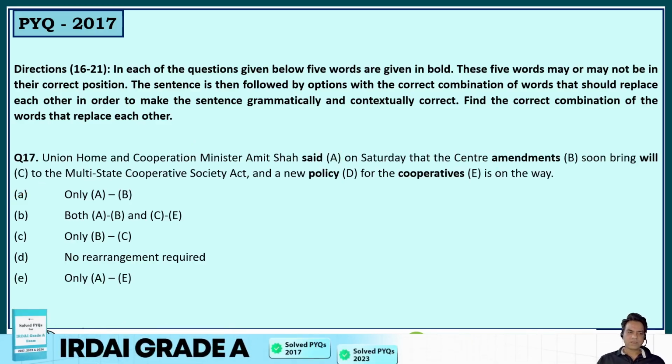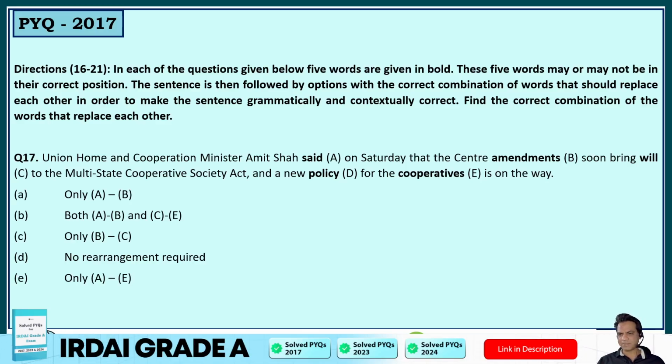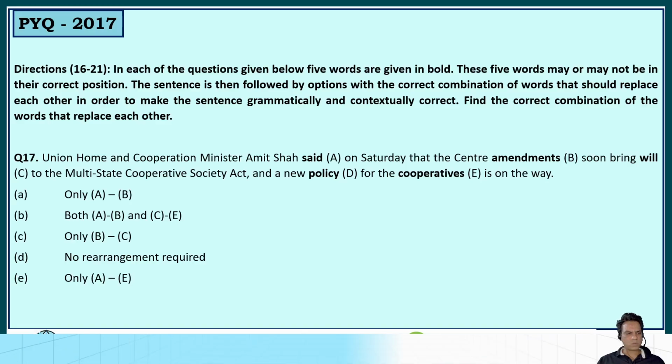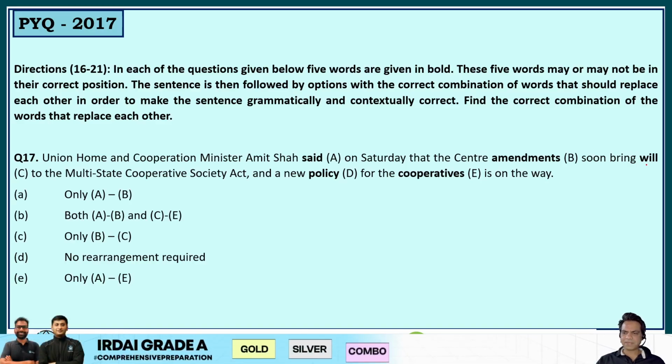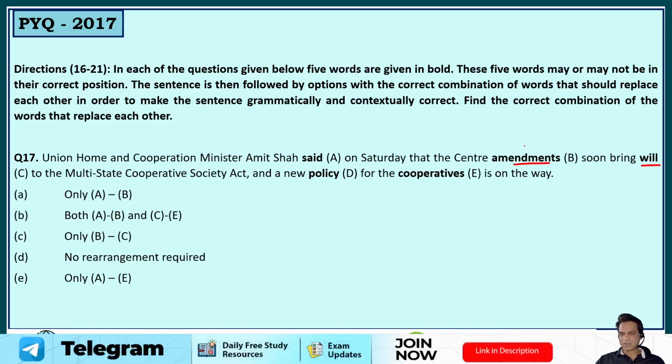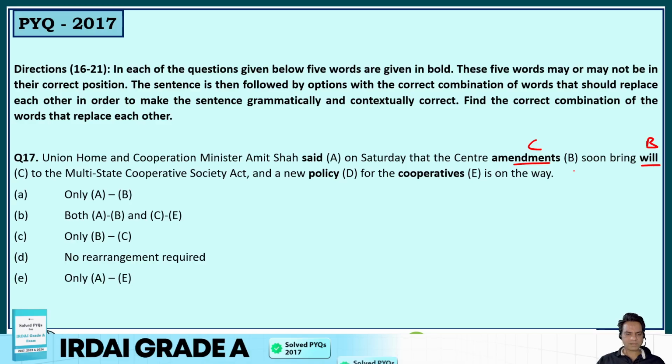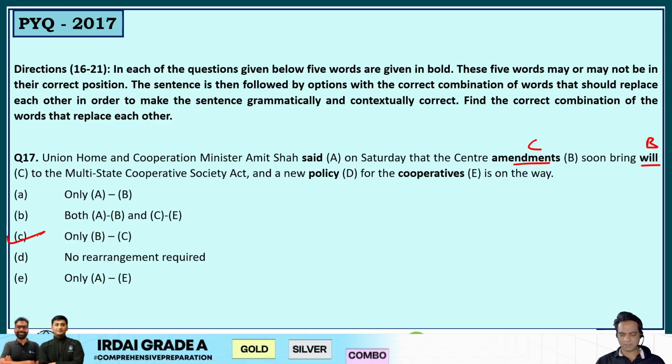Next question. Union Home and Cooperation Minister Amit Shah said on Saturday that the center amendments soon bring will, or the center will soon bring amendments. I think it should be. This should be C and this should be B. So said that the center will soon bring amendments to the Multi-State Cooperative Society Act and a new policy for the cooperatives is on the way. So B with C. Option C is your correct answer, guys. Rest were correct in their places.